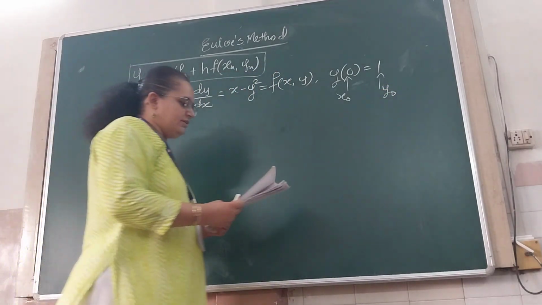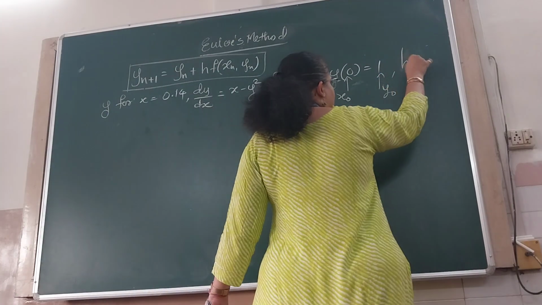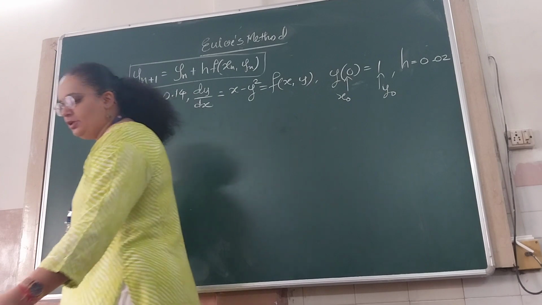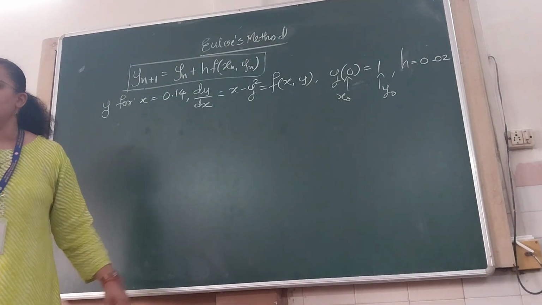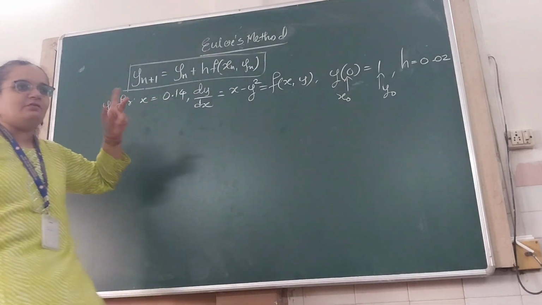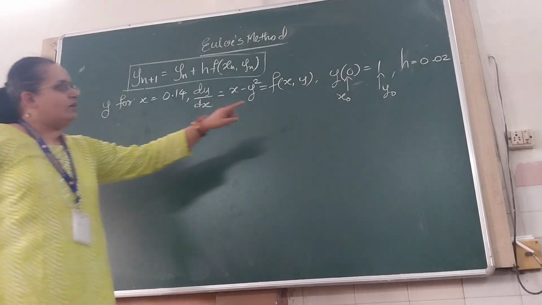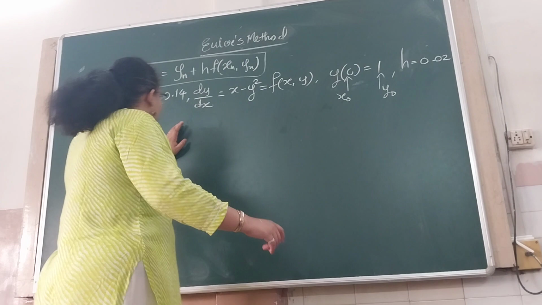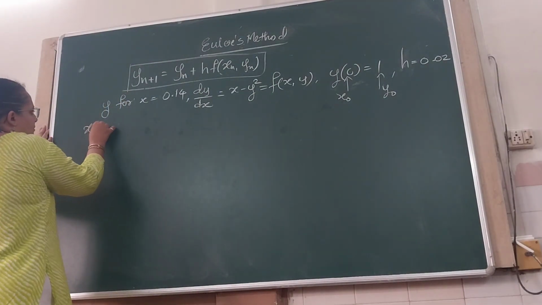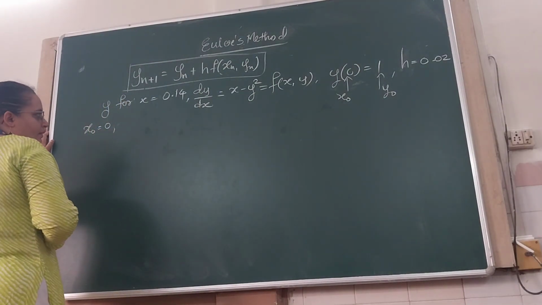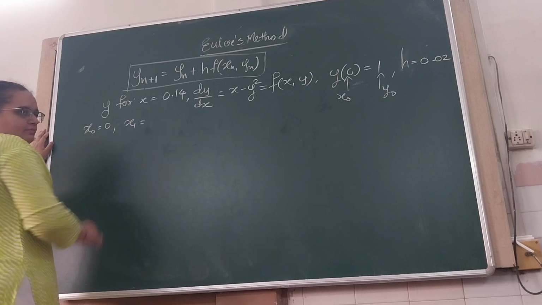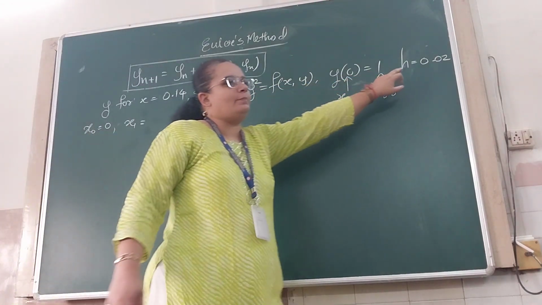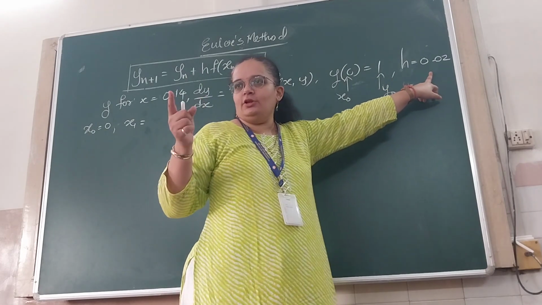Okay, and what is given for h? 0.02. Now what is h? You have already learned in the forward and backward. h is the difference between the x values. Now what is your first value of x? 0. Am I right? Yes. So x0 is nothing but your 0. So what will be my x1? 0 plus 0.02, the h value.